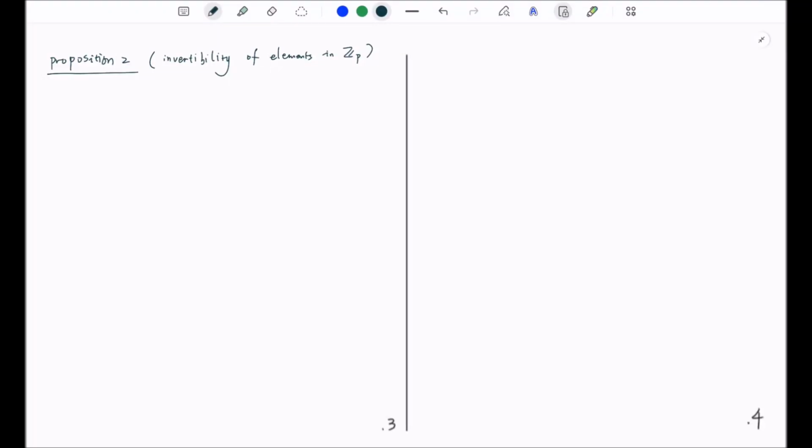Our second proposition concerns the invertibility of elements in Z_p. It has two parts. The first part states as follows. For an element in Z_p to be invertible, it is necessary and sufficient that it is not divisible by p.